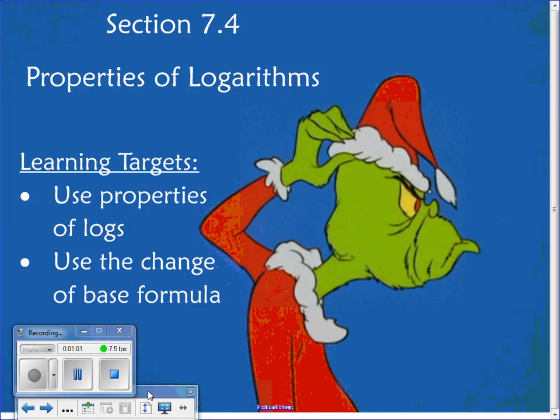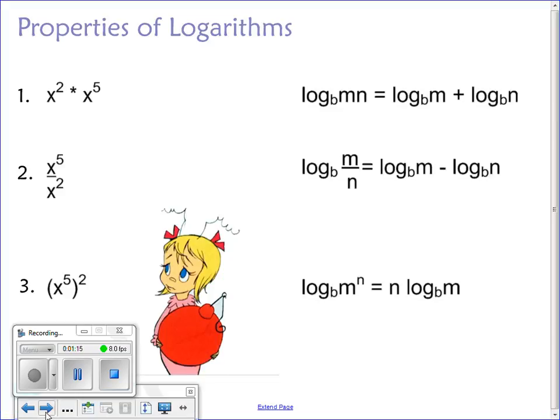What's the common base for logs? 10. So right now the calculator only does base 10. But there's a trick that you can actually get it to do anything you want it to do. If you hit the log button, it's by default base 10. But I'm going to show you a formula today that you can do for no matter what the base is. You can still get it to do it.